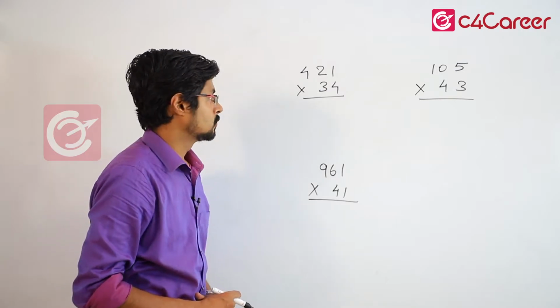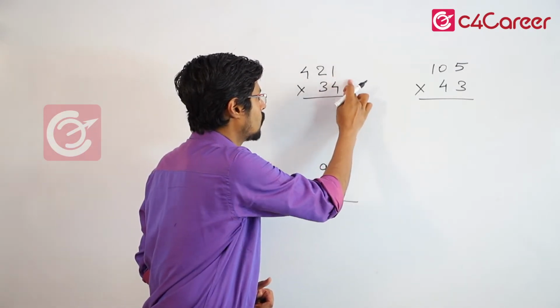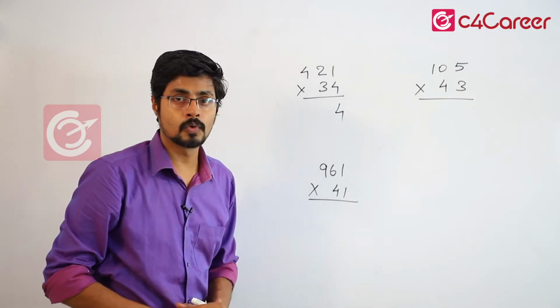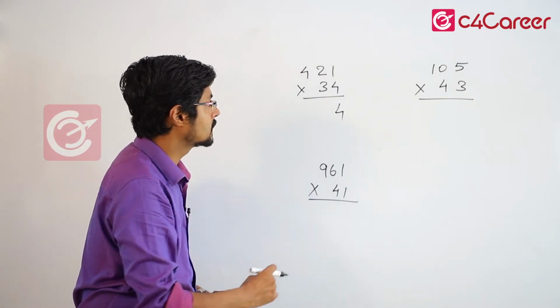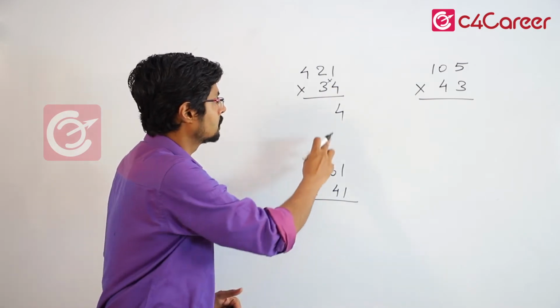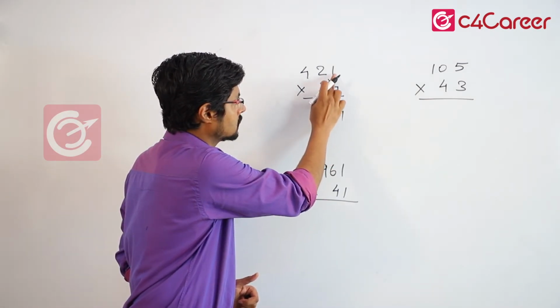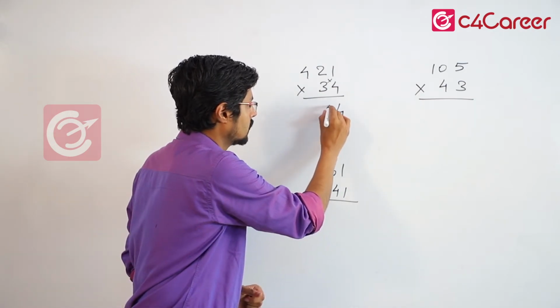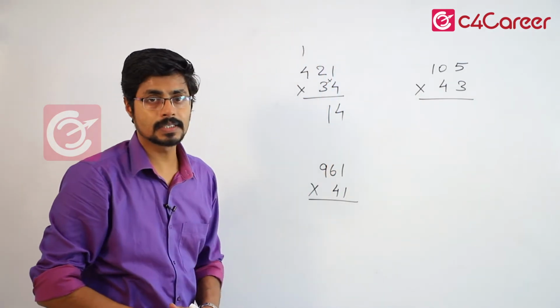421 into 34. So the first step, like we mentioned, 4 into 1. I hope it is clear. 4 into 1. Second step is a cross multiplication step. So 4 into 2, 8 plus 3 into 1. That is 8 plus 3, 11. So 1 is a carry.